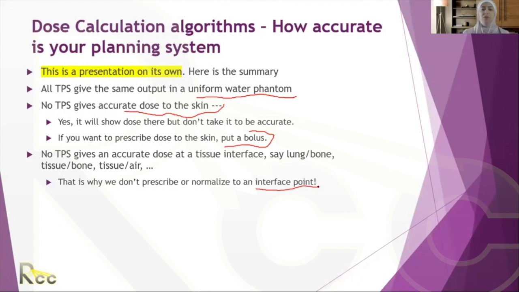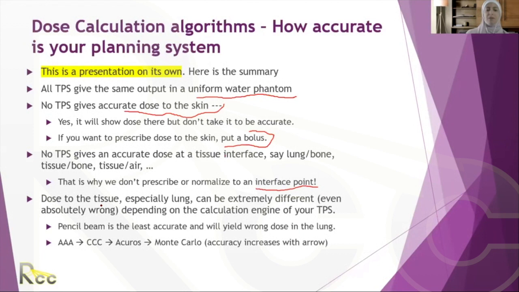Because the dose there is not accurate. So how can you prescribe dose there? It's a lot of uncertainties. Now, when it comes to dose to tissue, especially lung, well, most importantly, lung, I know this is a very large organ.